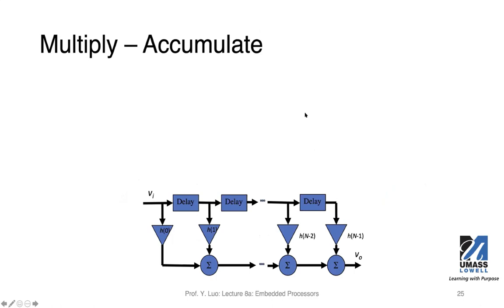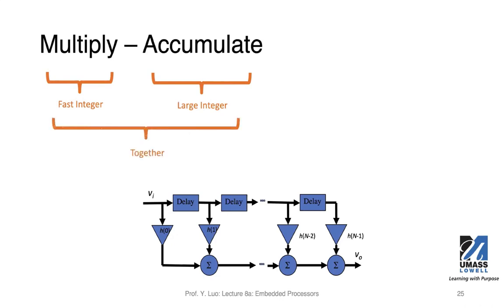So in this design, we essentially have two major operations: multiply with these coefficients, and then accumulate. That's for every single stage. For multiply, we need a very fast integer operator. And for accumulation, we need large integer adders and accumulators, because the eventual value could be pretty big. We would like to have both for our design. That's exactly what we have in digital signal processors, or DSPs, where we have these so-called multiply-accumulate operators.